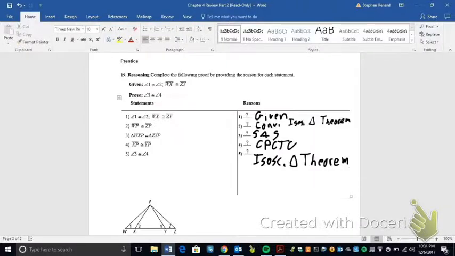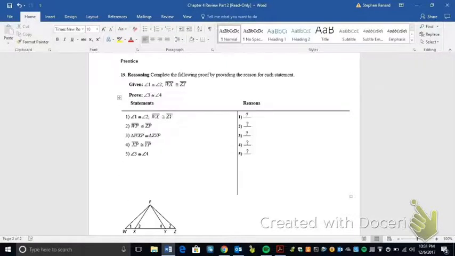And last one. This one I'll go through a little bit slower. So we have angle 1 is congruent to angle 2, WX is congruent to ZY. That's going to be given. So the next one is WP equals ZP. Now we know that WP equals ZP by the converse of the isosceles triangle theorem. Remember, we were given that 1 and 2 are congruent.